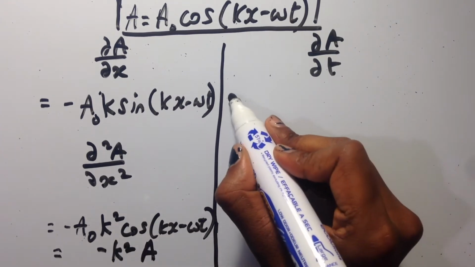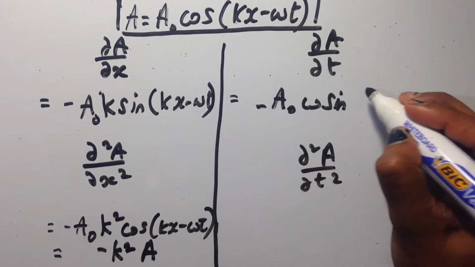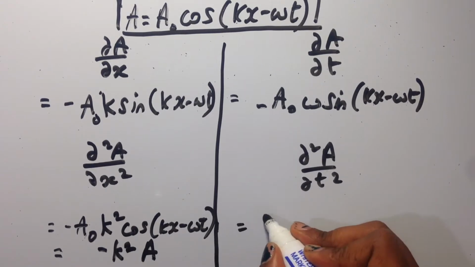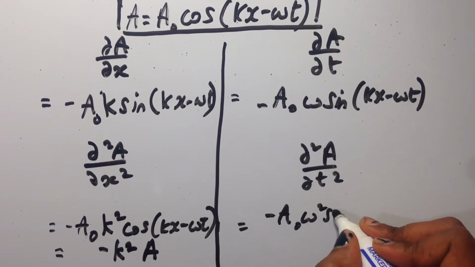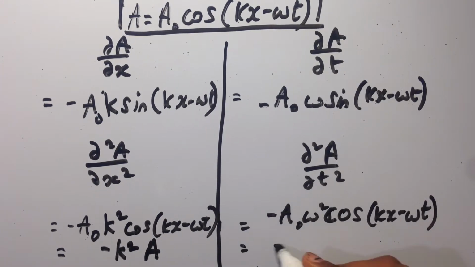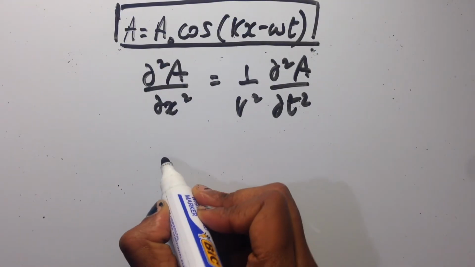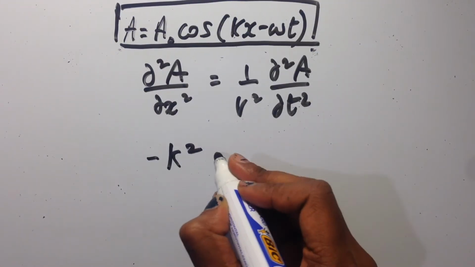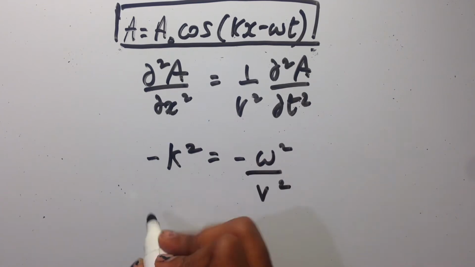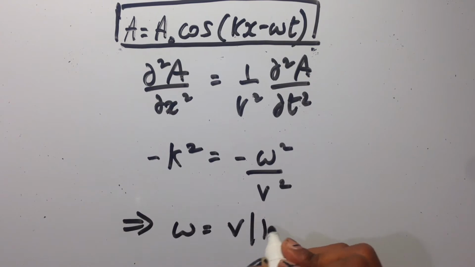We shall now differentiate our solution, but this time with respect to time, and also differentiate again so that we can find d squared A by dt squared. And doing this will give us minus omega squared A. Subbing this back into our plane wave equation gives us minus k squared equals minus omega squared over v squared, and therefore omega equals v times the magnitude of k.